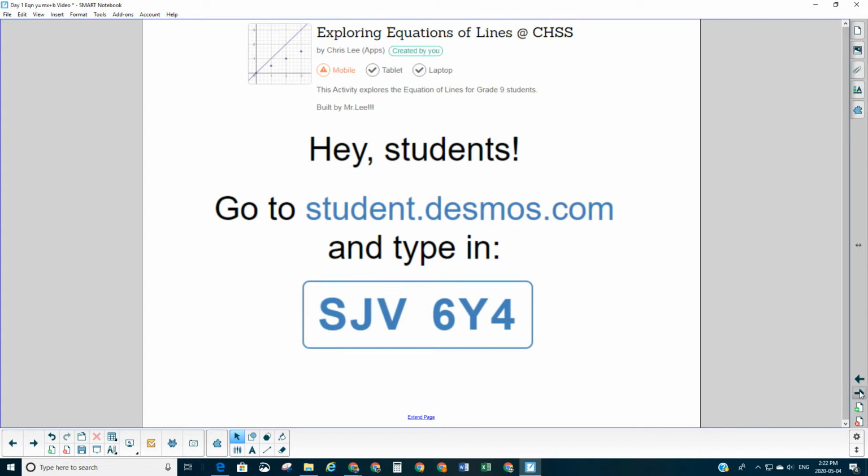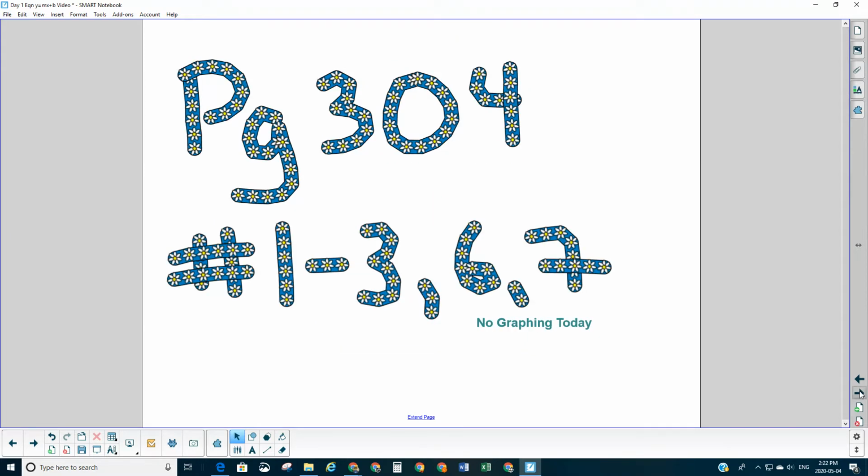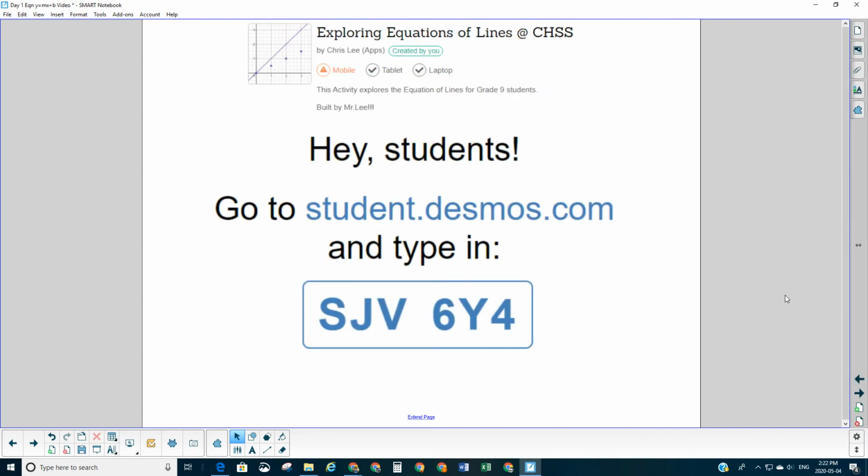If you'd like more practice, you can go to page 304 and try numbers 1 to 3, 6, or 7. Some of the questions say to graph these or sketch them. You don't need to sketch them unless you want to. It's mostly just practicing with the equation of the line, y equals mx plus b. But this Desmos activity explores that as well, so you'll be doing lots of good practice. So it's totally up to you if you want to do the textbook work as well.